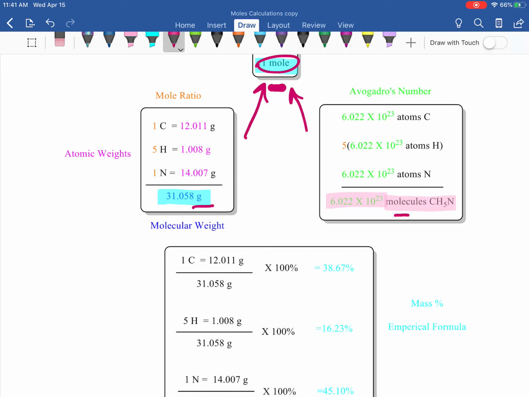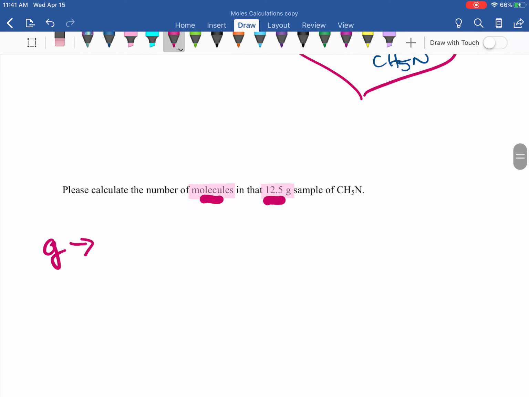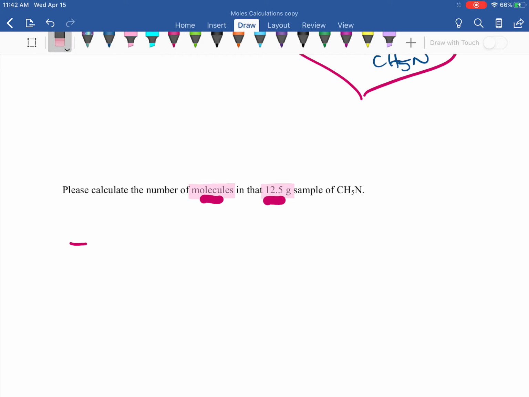So we're going to have to go from grams to moles to molecules. Let's write that out. We're going to have to go from grams to moles to molecules. We don't have this direct. We have to put moles in the middle of almost all of these problems. Moles go in the middle.